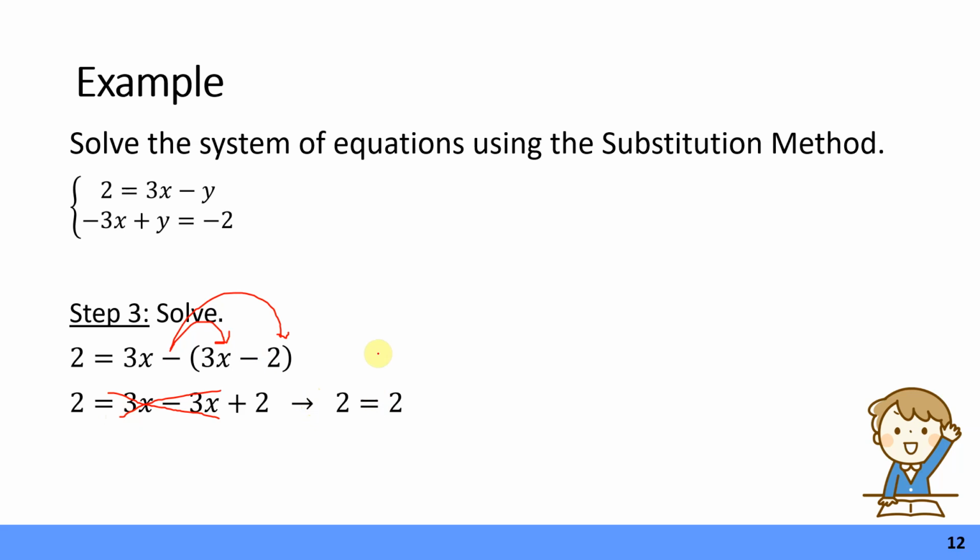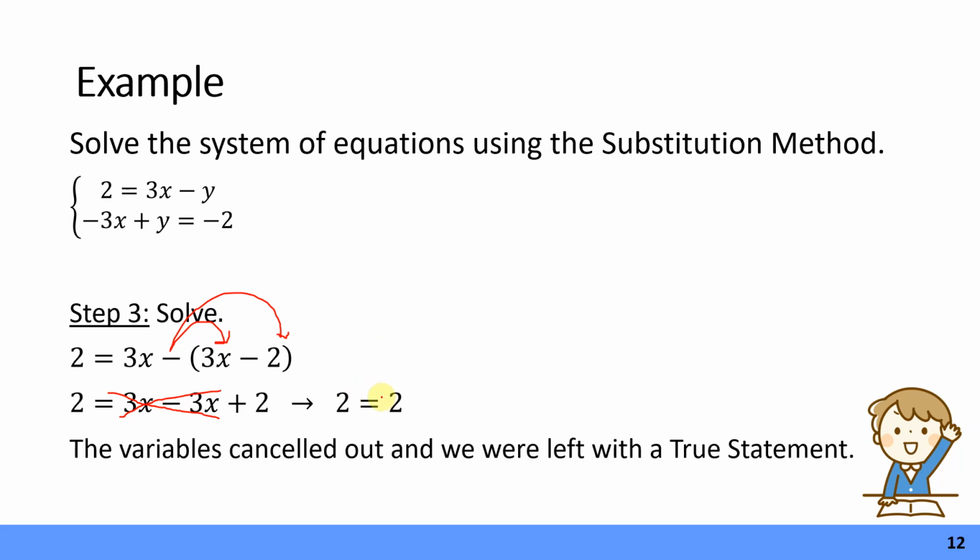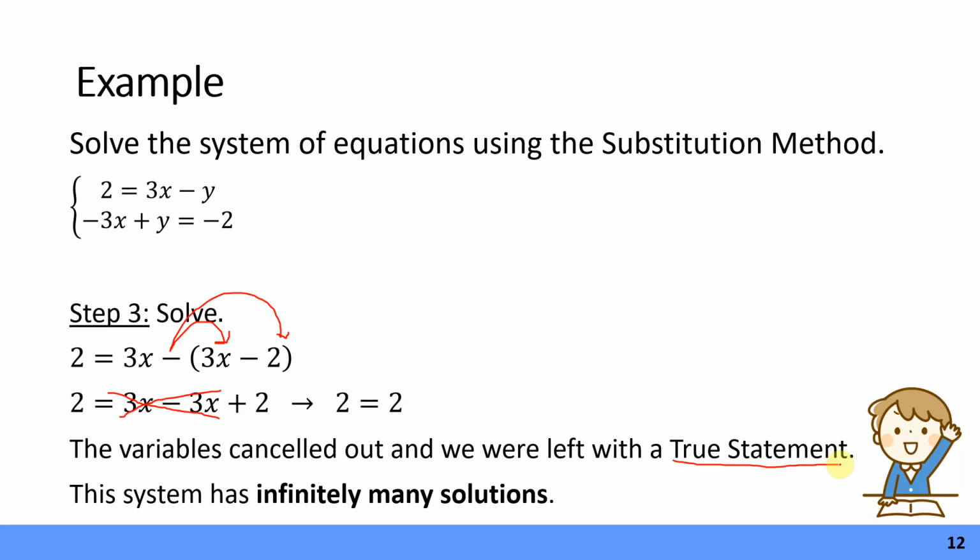That can happen. So if you remember from the previous slide, when things cancel out, you just ask yourself, what kind of statement did I end up with? A false or a true statement? Since 2 is equal to 2, we ended up with a true statement. So we go back to our table, and our table says if we end up with a true statement, we actually have infinitely many solutions. So this problem doesn't have one solution. It doesn't have 2, it doesn't have 3, it has plenty of solutions.